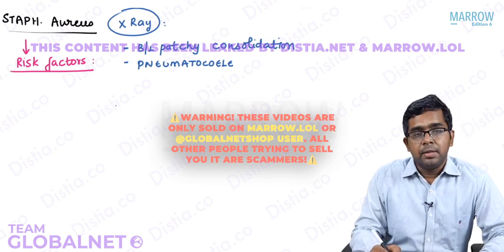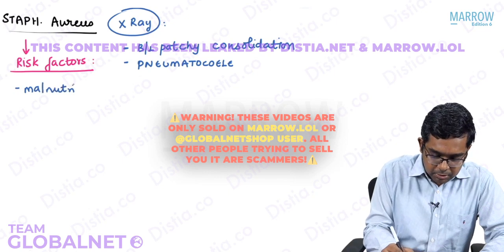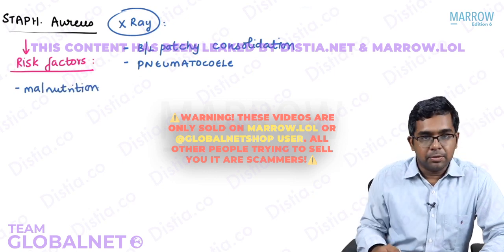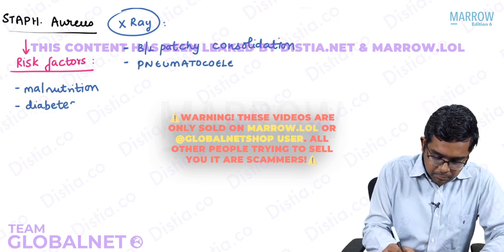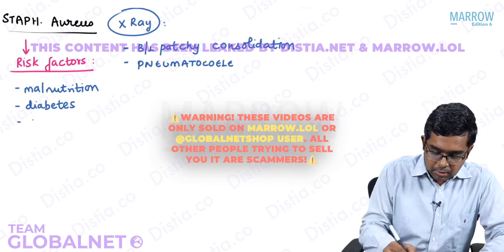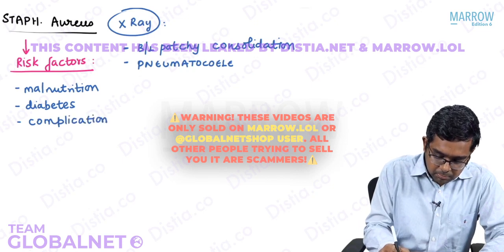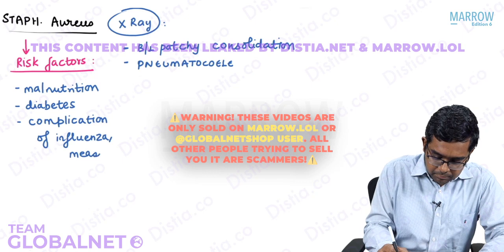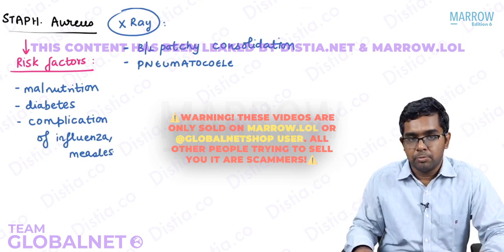There are some risk factors which can predispose to the development of Staph aureus associated pneumonia. What are they? They include children with malnutrition, especially children with severe malnutrition, children with diabetes, and this Staphylococcal pneumonia can also occur as a complication of some viral infection. It could occur as a complication of influenza or measles virus infection. These are some of the risk factors for development of Staph aureus associated pneumonia.